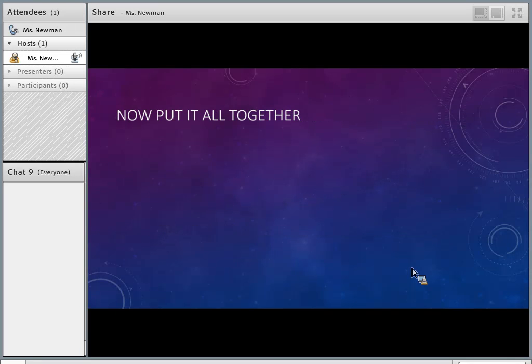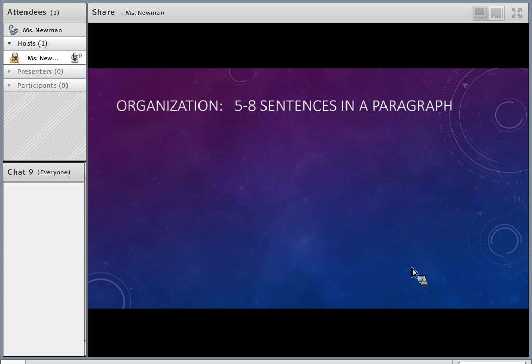So now you're going to put all of those steps together into one essay. Here is the organization that we're going to look at. Remember, you need to have about 5 to 8 sentences in each paragraph. So that first paragraph is going to be the introduction. You're going to have an attention getter and your thesis, which is your main idea, which really could be what main idea you took away from the speech.